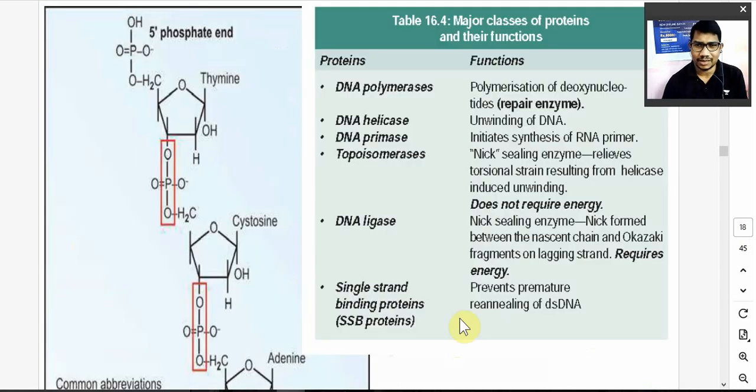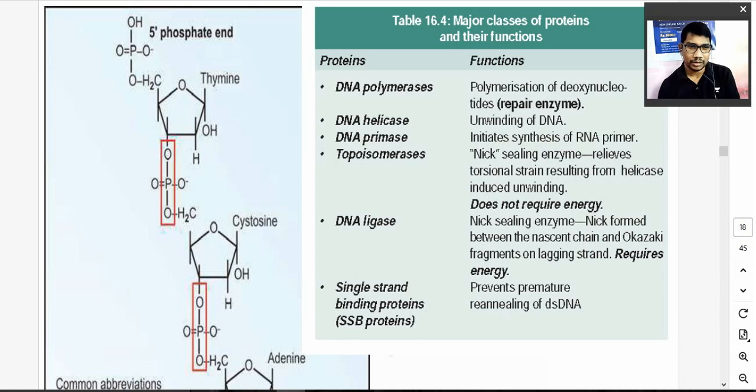Now, major classes of proteins, their function involved in DNA replication, DNA transcription, etc. So DNA replication में क्या क्या लगता है आपको? Replication of DNA means formation of identical copies of DNA, and for that you need certain enzymes, you need certain proteins.